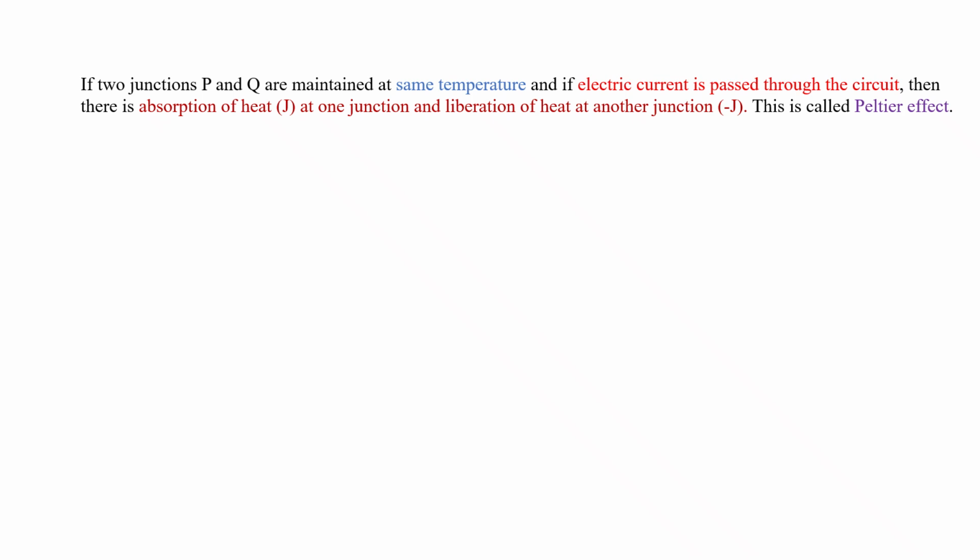Here, assume that the two junctions P and Q are maintained at the same temperature, and an electric current is passed through the circuit. So here in the second case, if the electric current is passed through the circuit, the junctions P and Q are kept at the same temperature. So what happens? Absorption of heat at one junction and liberation of heat at the other junction will take place.